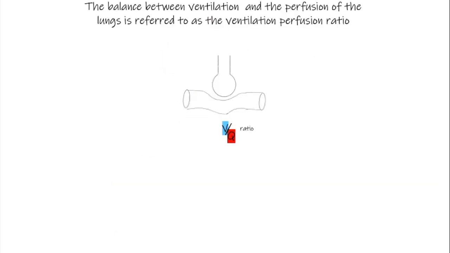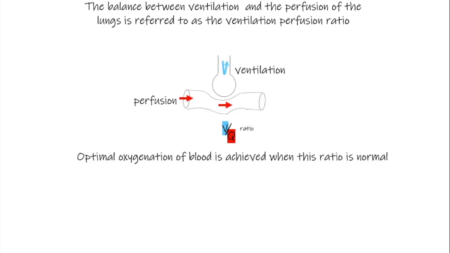The balance between ventilation and perfusion of the lung is referred to as the ventilation-perfusion ratio, or the VQ ratio. So optimal oxygenation of blood is achieved when this ratio is normal. Now the VQ ratio is something which is describing ventilation and perfusion over the entire lung.